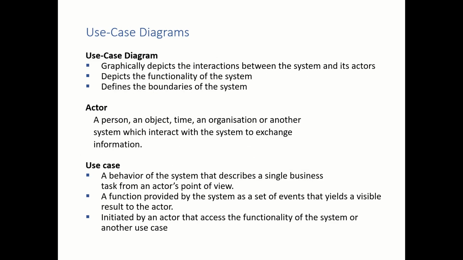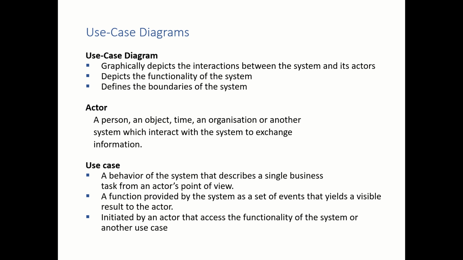When you look at the use case diagram, it's just a graphical representation between the system and the actors, right? So it depicts the functionality of the system and the boundaries of the system. An actor in a use case diagram is just a person, an object, a time, an organization, or any other system that interacts with the system to exchange information. So there is a transaction or exchange of information which will happen between actors, and in between these transactions, you will have use cases. So you have two different actors, and the actors will have use cases in between.